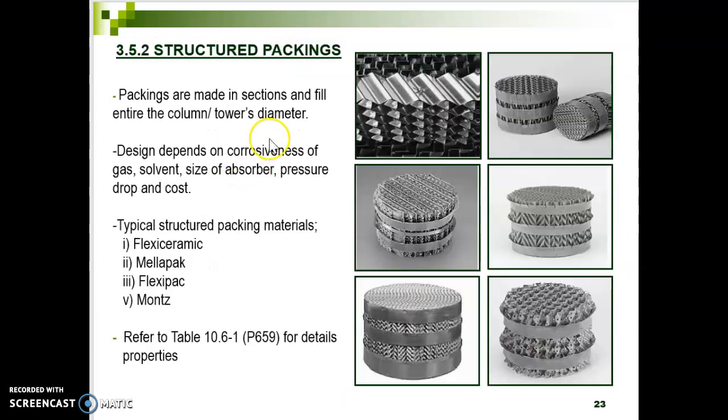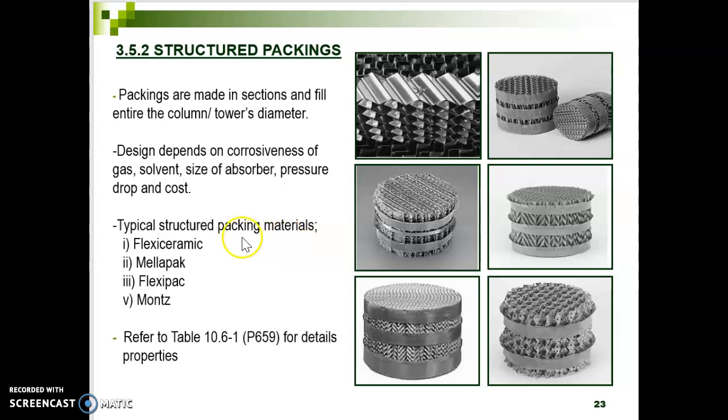Another packing material is the structured packing material. It has a much more structured design. These packing materials are made in sections and fill the entire column diameter, so they will be designed according to the size of the column. Their design also depends on the corrosiveness of the gas used, the solvent choice, the size of the absorber, the pressure drop, and also the cost of the equipment.